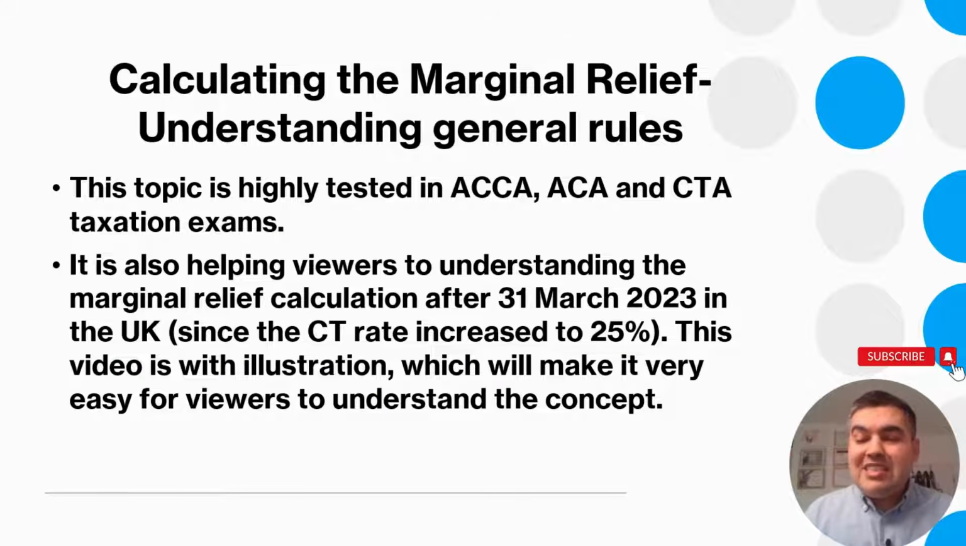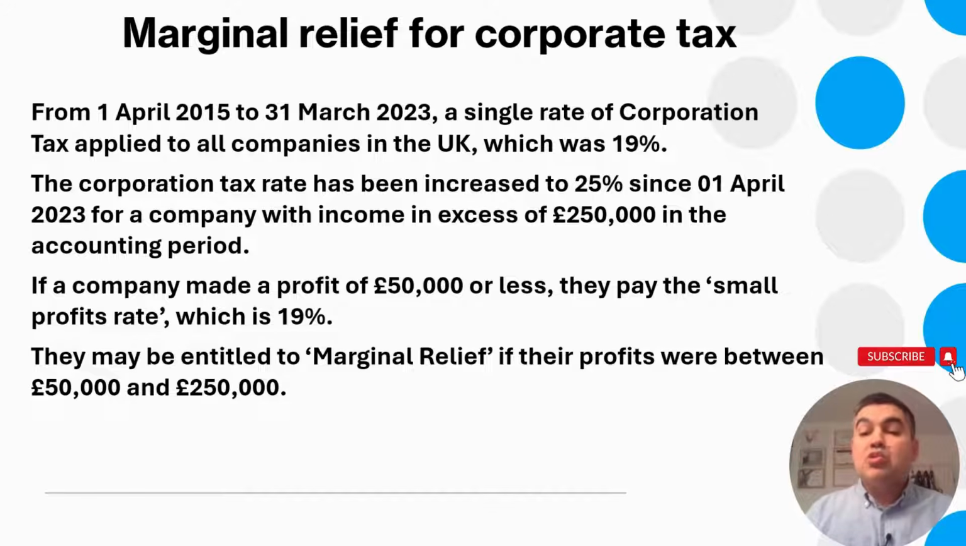Now, this topic is relatively new, so it will definitely be tested in your ACCA, ACA, or CTA taxation exam. It also helps viewers understand the marginal relief calculation after 31st March 2023 in the UK, since the CT rate increased to 25%. This video is with illustration, which will make it very easy for viewers to understand the concept.